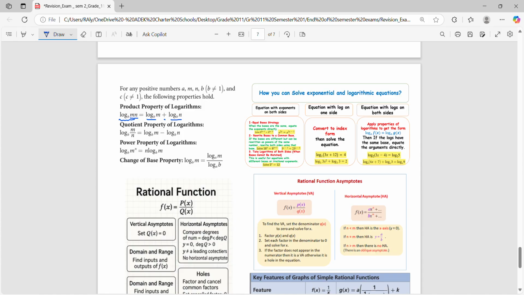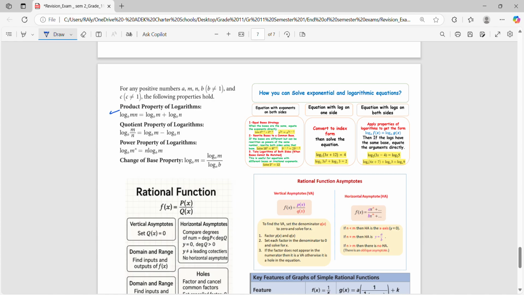Quotient property of logarithms: if you have one log with two values in a fraction like this, it means this is the quotient property. You can split them into two logs with minus. So product means plus, and quotient or division means minus. Please don't forget that, and try to save in your mind the property name. Please, you will find a question like this in the exam.